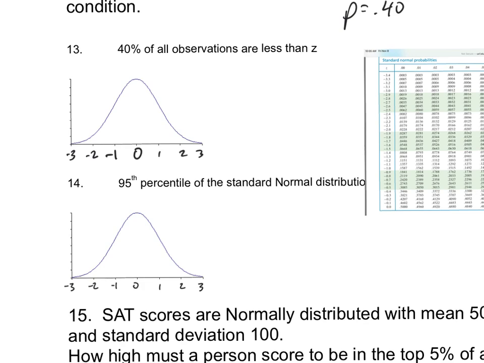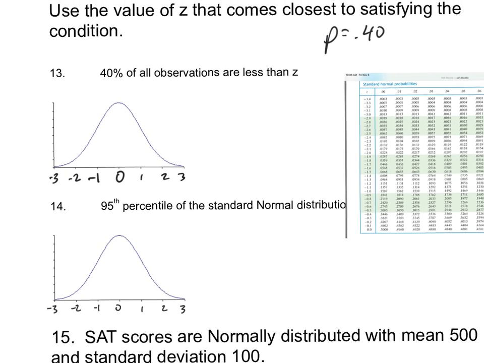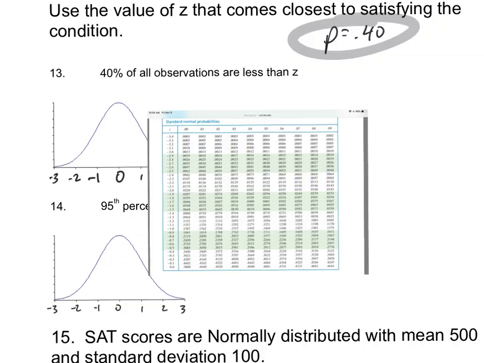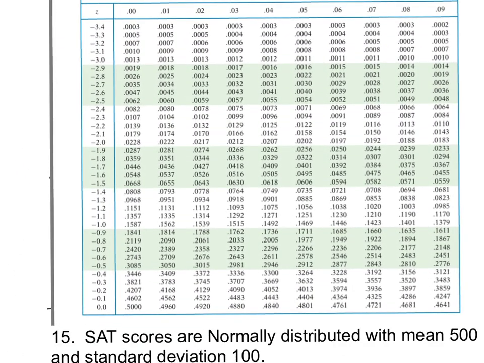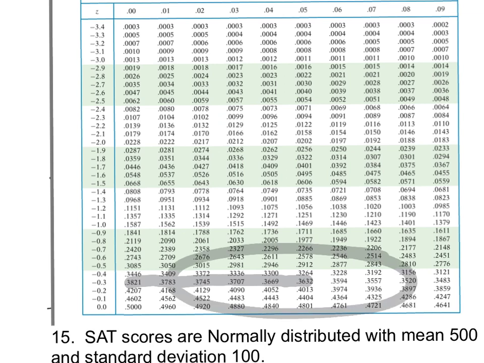Okay, on number 13, we want 40% of all observations are less than z. So I've actually given you the p-value of 0.40. All right, so now what we're going to do is go to table A, and look for the one that is closest to 0.40, okay? Now, if you look here, about right here, notice it's 0.36. 0.40 is going to be somewhere around here.